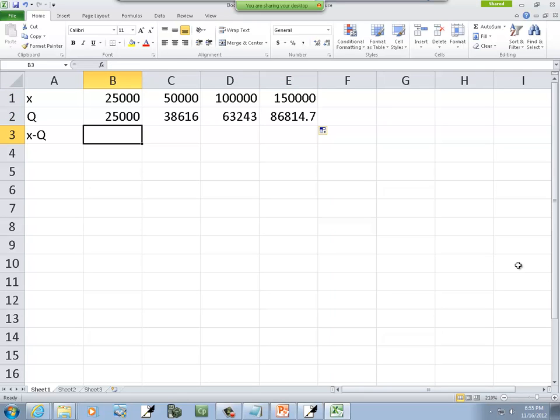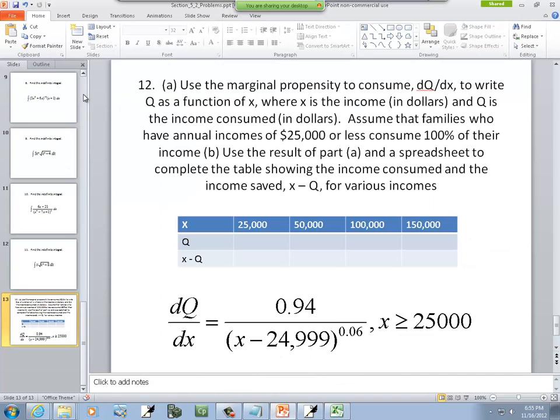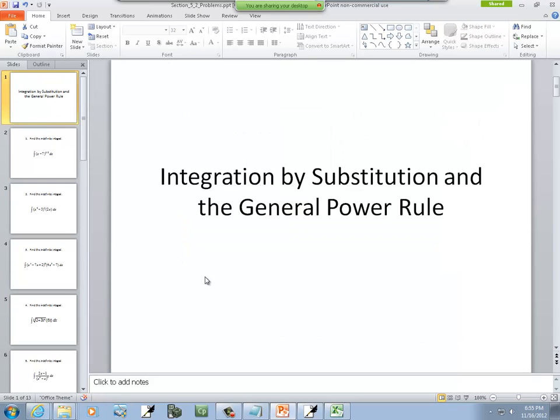Okay, x minus q. Well, that's going to be equal to B1 minus B2. And there's 0 there. And this tells you the difference between them: how much they got, how much they consumed, and what's left over. And that should be the last problem. So let me save that page.